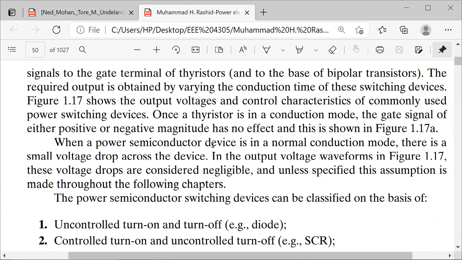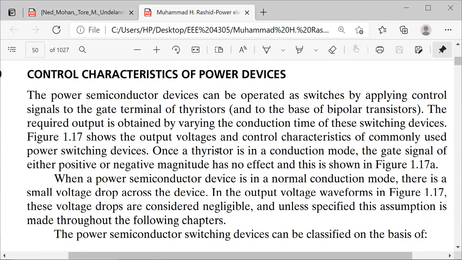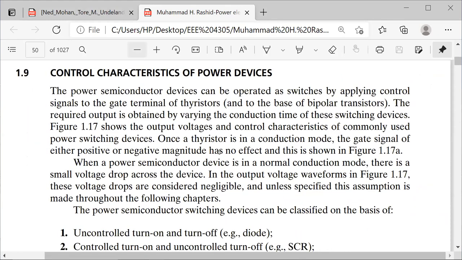Now there is something that I must mention: the control characteristics of the devices. This is Figure 1.9 of your book. So this is your control characteristics of the devices.